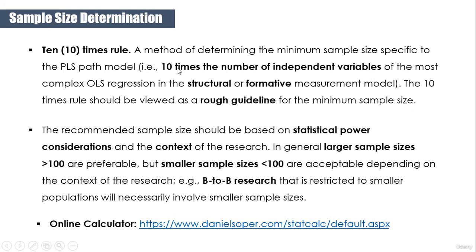There is an often cited rule called the 10 times rule. It is a method of determining minimum sample size specific to PLS path modeling: 10 times the number of independent variables in the structural or formative measurement model. In our case, there are 3 independent variables, that means 3 arrows pointing to a particular endogenous variable. So 3 times 10 is 30.